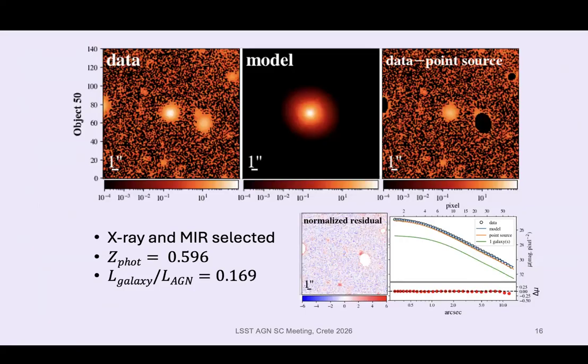So this is that example, that very point source-like AGN that I showed before. On the left, you can see the data that was inputted, the model it produces, and then the data minus the point source, which is the remaining host contribution. Just noting that this decomposition was done in the I band. As you can see, it has quite crudely masked some nearby objects, so that's what those black spots are. But this is an X-ray AGN and it has a mid-infrared component confirmed. It's at about 0.6 redshift.